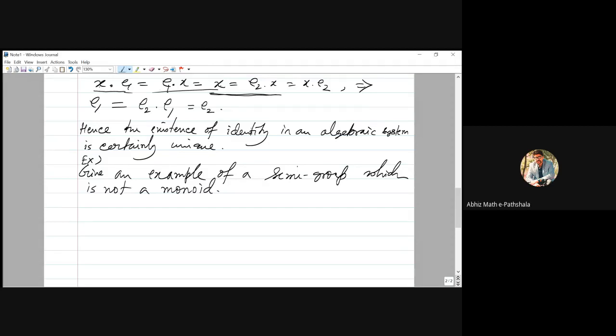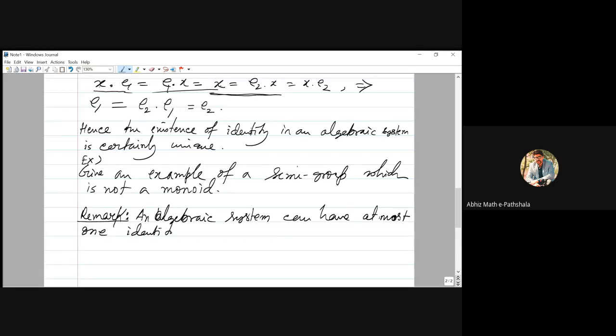So yes, you can just put a remark here that a binary system, an algebraic system, can have at most one identity.